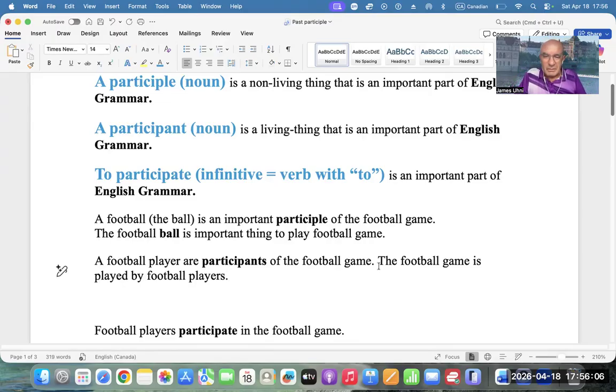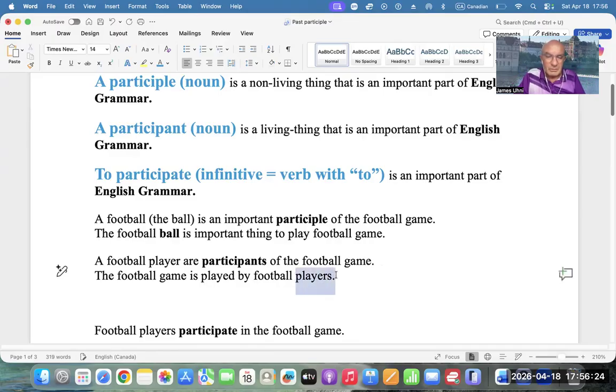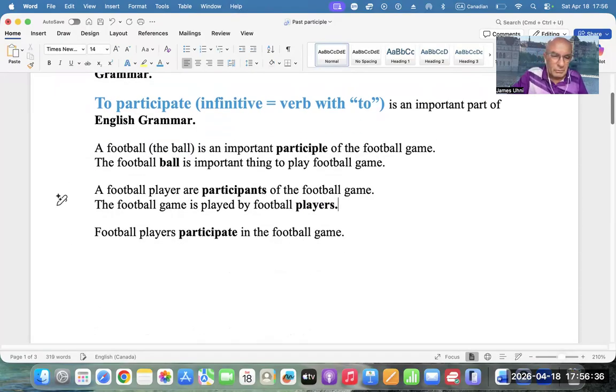It's obvious, right? But for us to understand what participants are, we have a football game played by football players. So the participants are players. All right? So the participle is the ball. Participants are players. And now we have, okay, I'll push it too far. Football players participate in the football game.